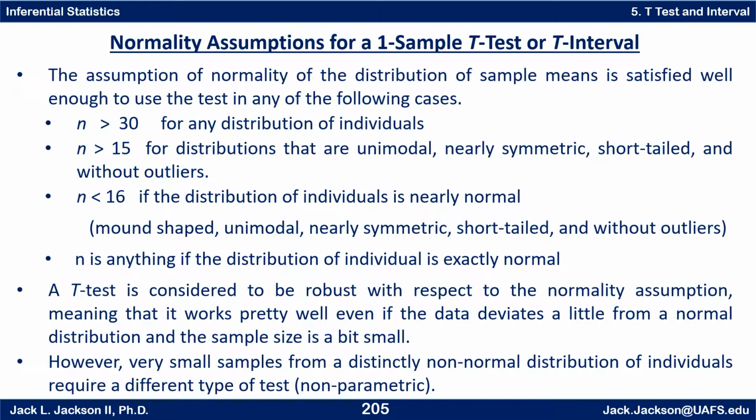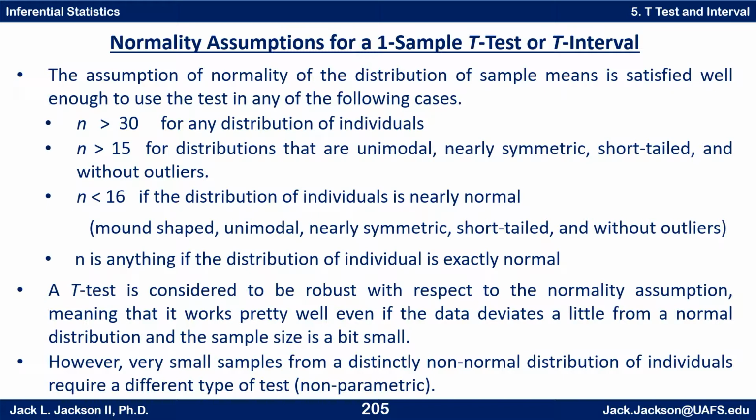So once again, it goes over those conditions, right? If n is greater than 30 for any distribution of individuals, that's good. We can assume normality. For distributions that are unimodal, nearly symmetric, short-tailed, and without outliers, we can still get by with n greater than 15. Less than 16 if the distribution is nearly normal, mound-shaped, unimodal, nearly symmetric, short-tailed, and without outliers. And n can be anything if the distribution of individuals is exactly normal.